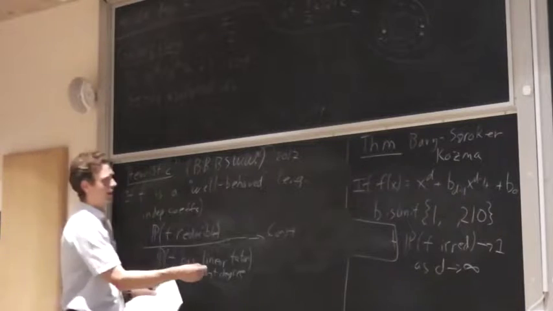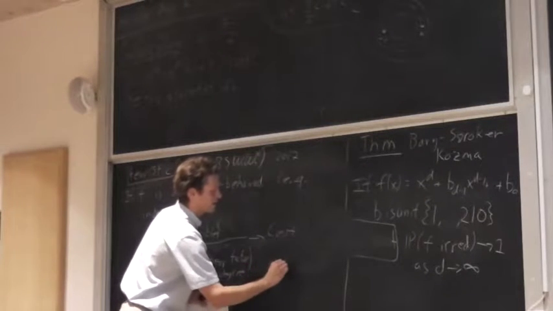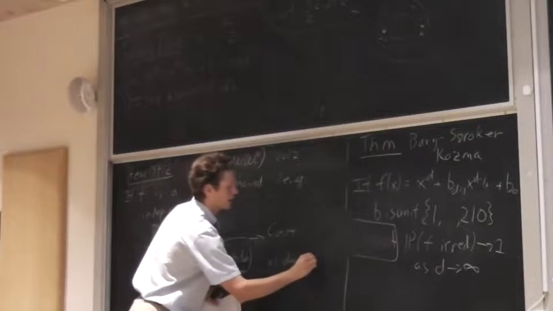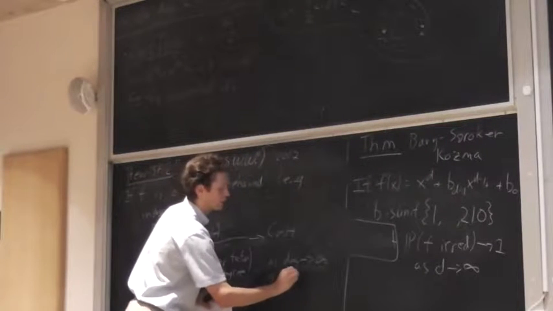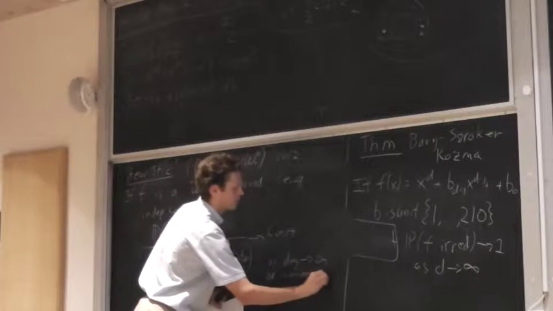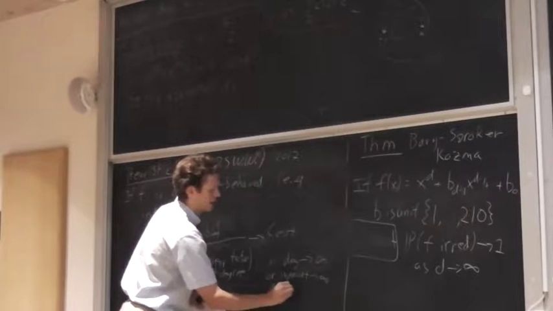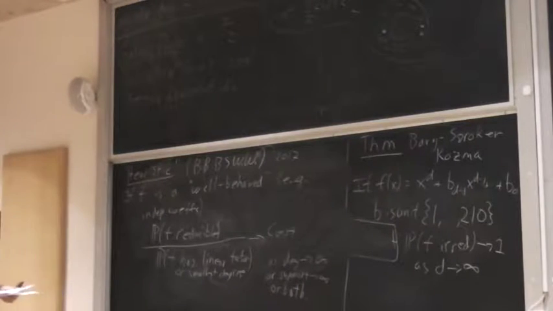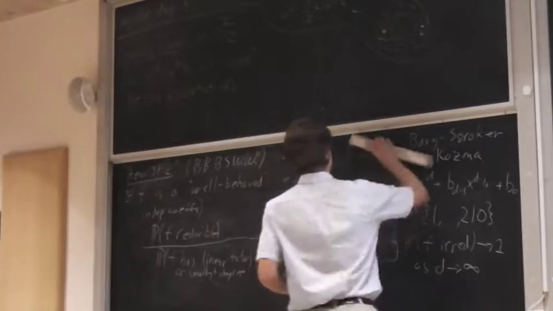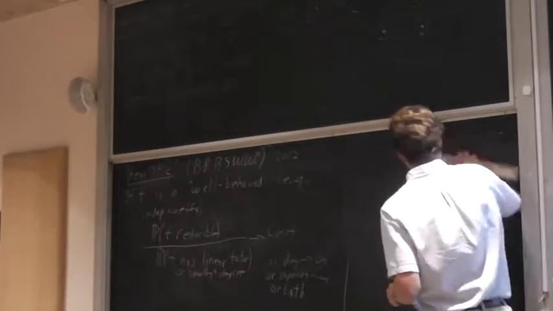And this limit would be as the degree goes to infinity, or the support of the coefficients goes to infinity, or both. In the cases that the students studied over the summer, it seems to be very robust. And you can observe this behavior in many different models with different kinds of randomness.